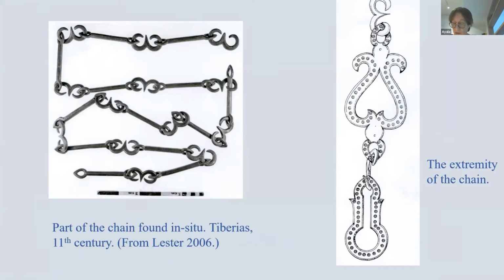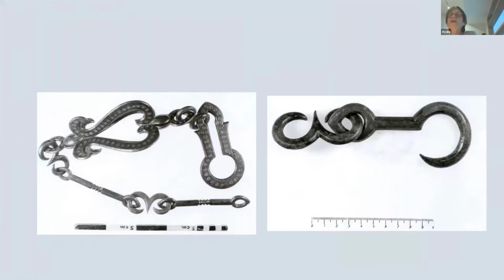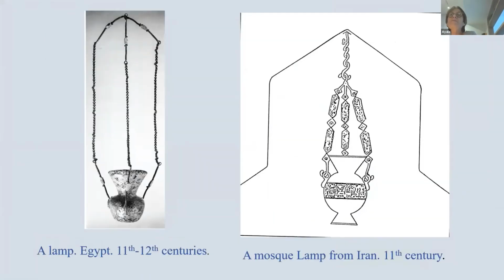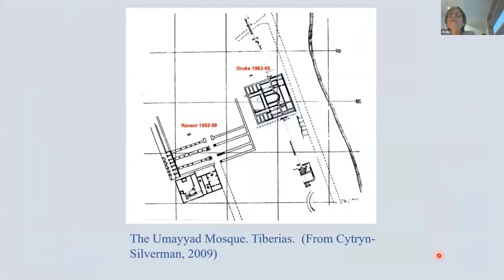Massive chains were found during ongoing excavations in Tiberias since the middle of the 20th century, conducted by Bezalel Rabani, Yizhar Hirschfeld, and Katia Cytryn-Silverman from the Hebrew University, who lately identified one of the buildings as the Umayyad Friday Mosque of Tiberias, which existed until the Fatimid period. The mosque was a three-aisled pillared building reproducing the plan of the great Umayyad Mosque of Damascus.